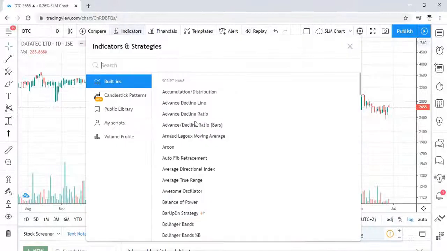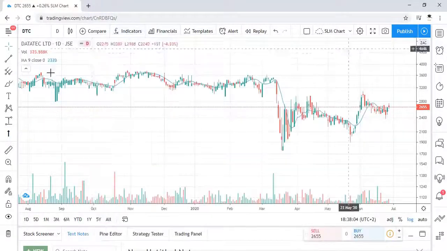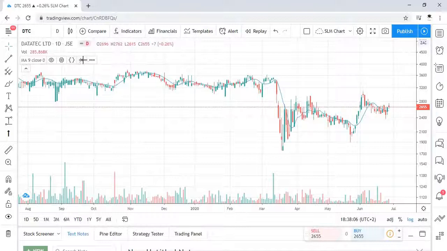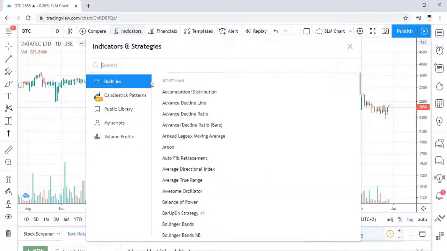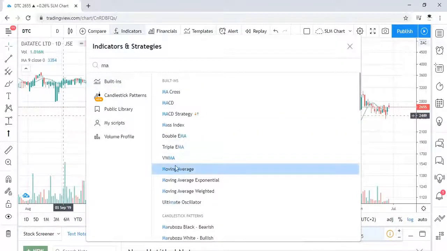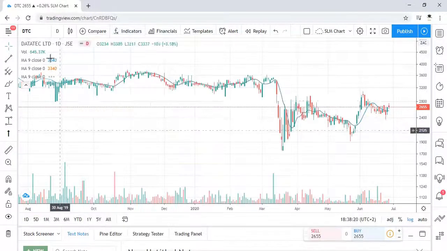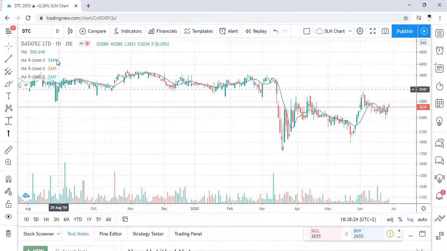So if I go to indicators, I can choose MA. Then it should show me moving average. Then here I want to start off with the, beg your pardon, I closed it. So I'm going to go MA. Then I'm going to go MA again. So now I've got three. So I need to change the first one.